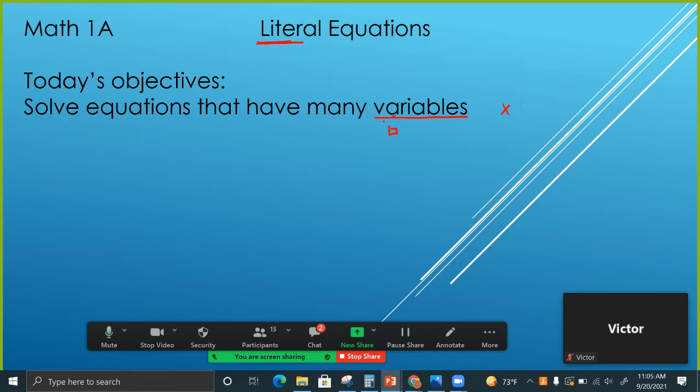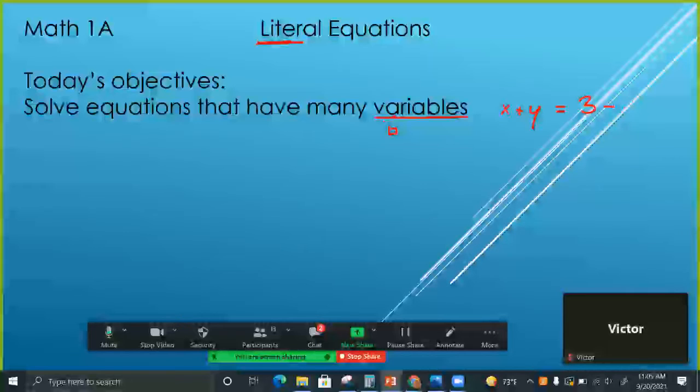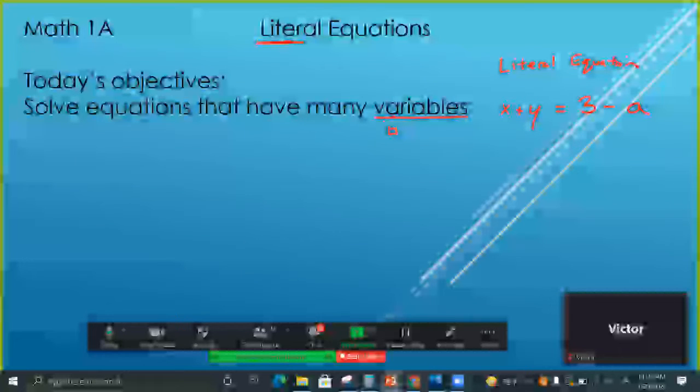Maybe we have an equation like this: x plus y equals 3 minus a. So this is an example of a literal equation. We call it that really just because it has more than one variable, and we don't know what those numbers are. We don't know what x or y or a is yet. Maybe in our problem we get told to plug in a value for one of them. Maybe we don't. But we can still treat these variables the same way we treat regular numbers when we're trying to solve the equation.